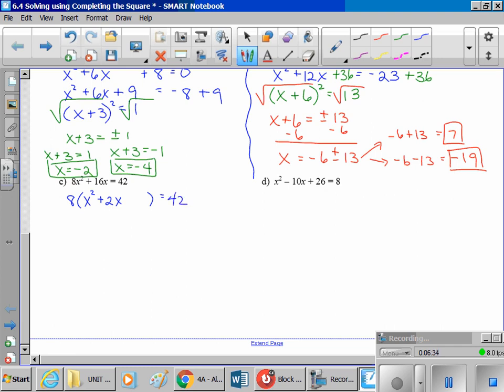So now take half of 2 and square it, and we get 1. But remember, it's going to be 8 times 1, so we're really adding 8 to the left side, so we have to add 8 to the right side. So we get 8 times x plus 1 squared is equal to 50.